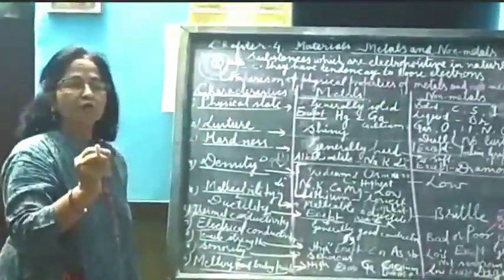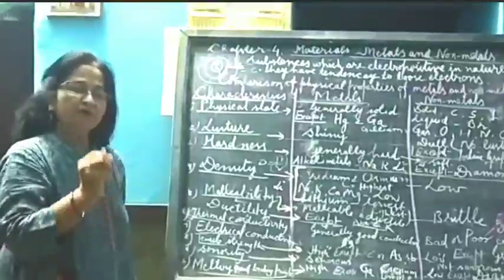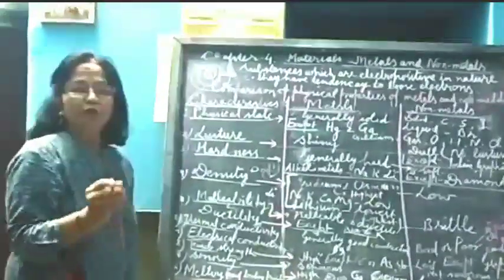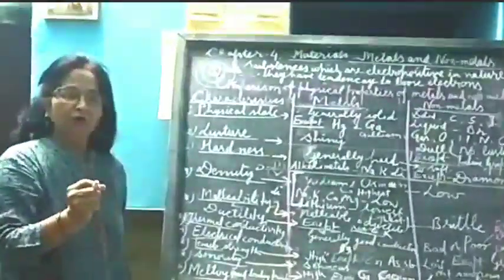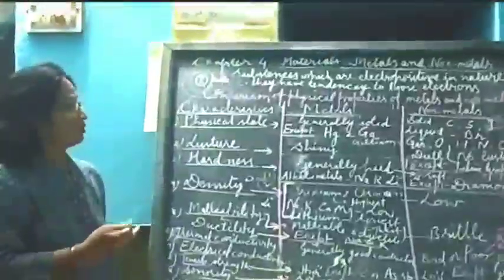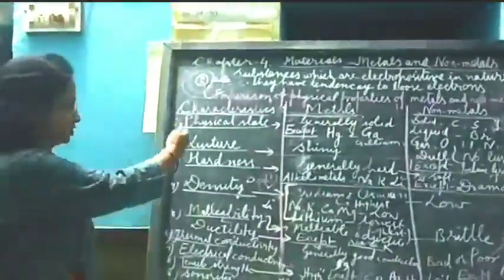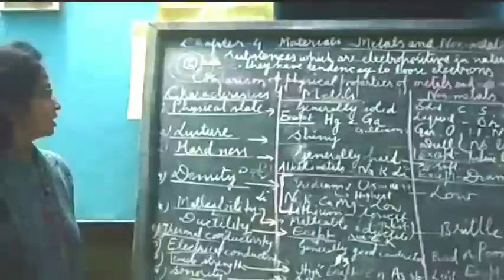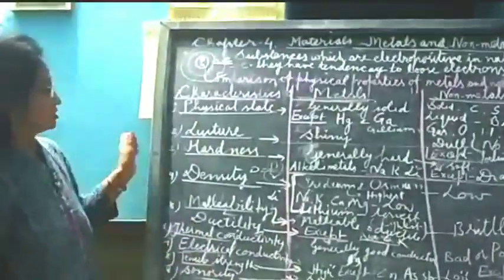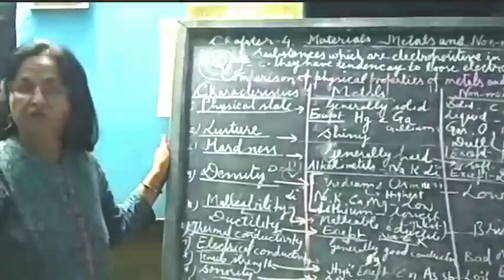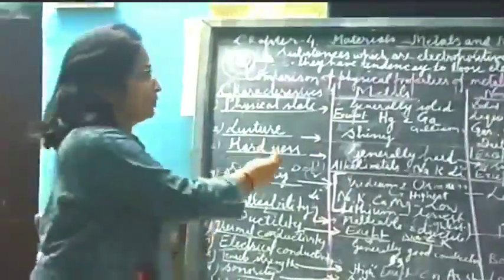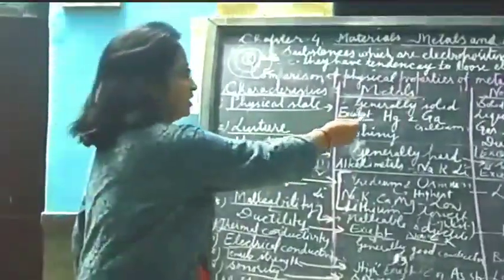That is how you can understand it. But if you still have a problem, you can ask me according to our interaction. Now I am going to start the differentiation about the physical properties. You can see I have written about 10 physical properties here. First is the physical state of metals. Metals, as you know, are generally solid.